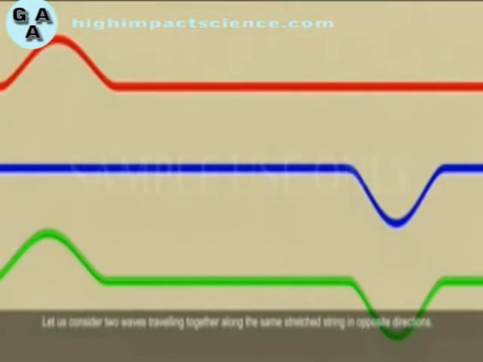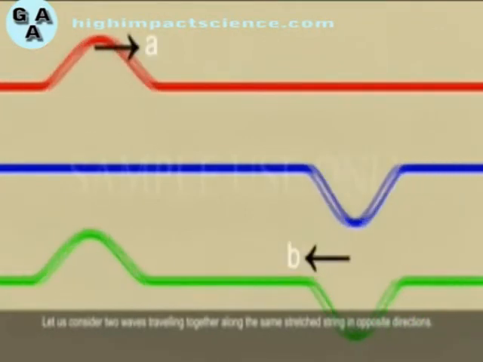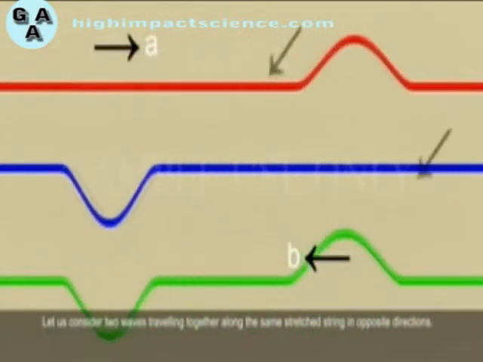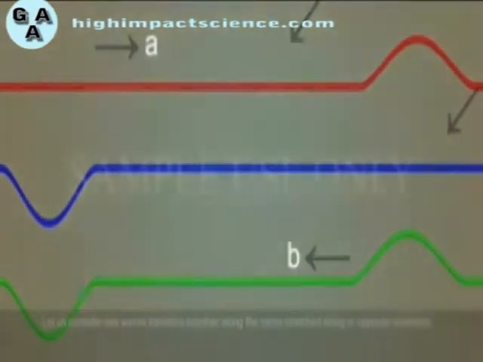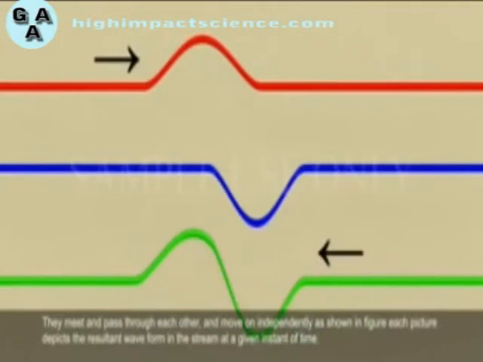For example, let us consider two waves traveling together along the same stretched string in opposite directions, and they pass through each other and move on independently as shown on the screen.